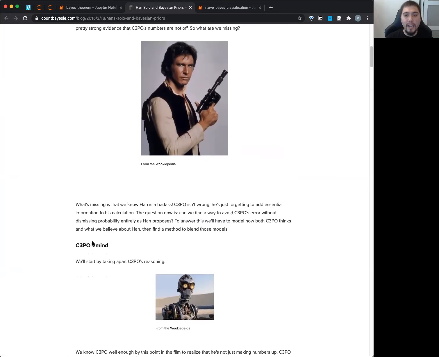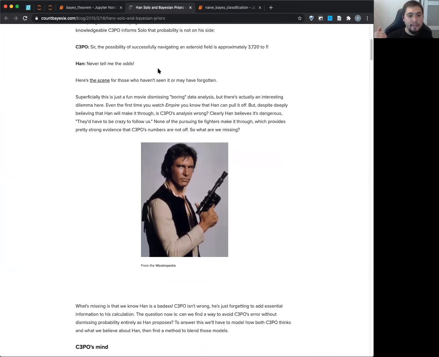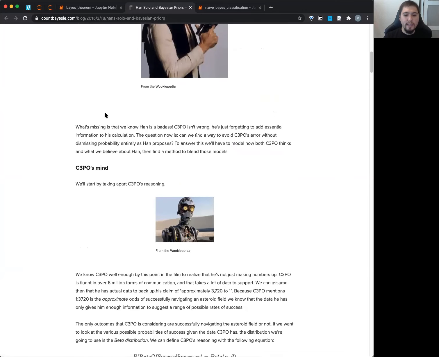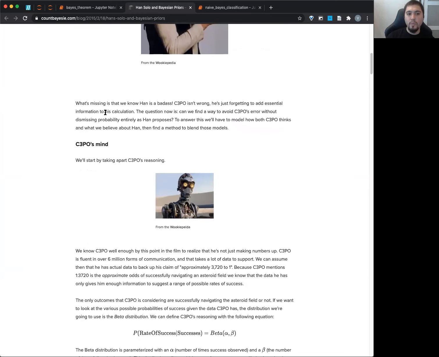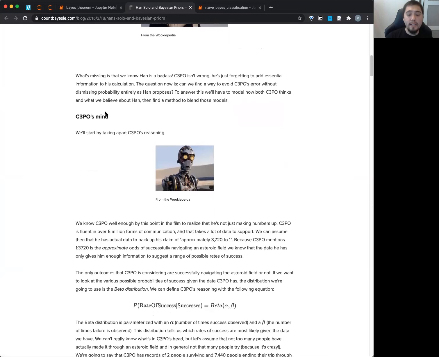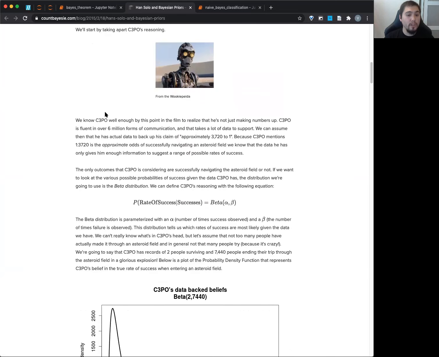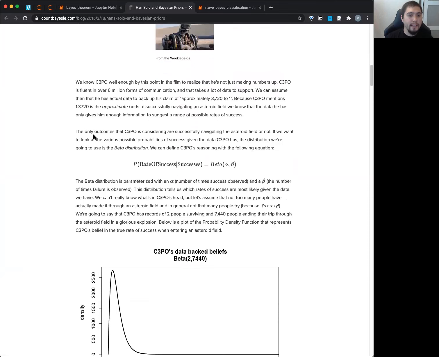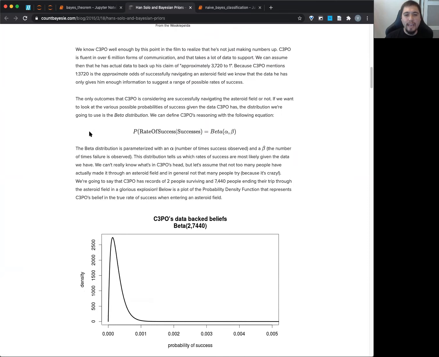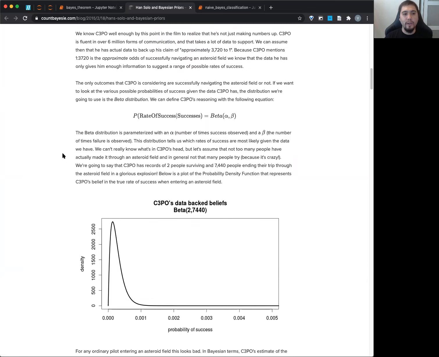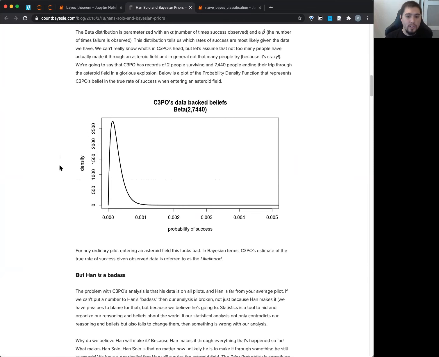The main idea with Bayes' theorem is that you start off with something called a prior, which is the knowledge of what you already think is true. Summarizing the whole article, C-3PO's reasoning is not necessarily wrong, but he didn't factor in that Han is a really good pilot, a badass pilot. So the likelihood of him passing through is different from the average rate of success for any given pilot going through an asteroid field.